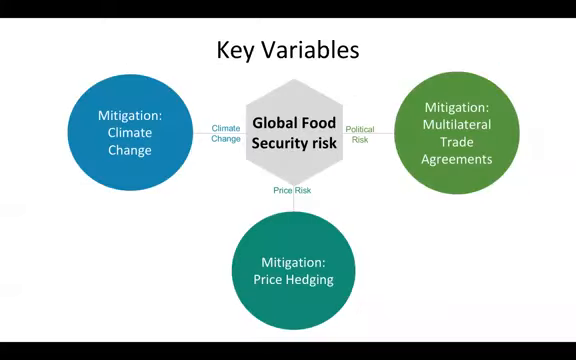As described earlier, the three key risks that were identified from our research include climate change risk, political risk, and price risk. The corresponding mitigation strategies for these risks include climate change agreements for climate change risk, multilateral trade agreements for political risk, and price hedging for price risk. These will now be discussed in further detail.